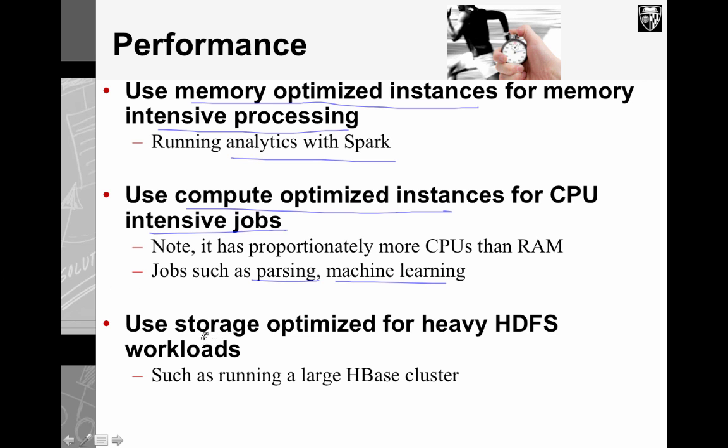Also use storage optimized instances for heavy HDFS workloads. Sometimes you may have a lot of data and your computation may not be as much. There's a lot of skipping of the data that you may have to do. So in that case, you may want to use storage optimized instances. Another classic example of that is when you're running HBase on your cluster.